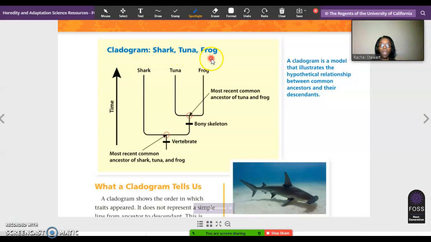Cladogram: shark, tuna, frog. Most recent common ancestor of shark, tuna, and frog. The circles indicate a node, and that's where you find the most recent common ancestor. The ancestors are not the shark, the tuna, and the frog. The ancestor is the animal that shared that particular characteristic before it branched off into the other organisms.